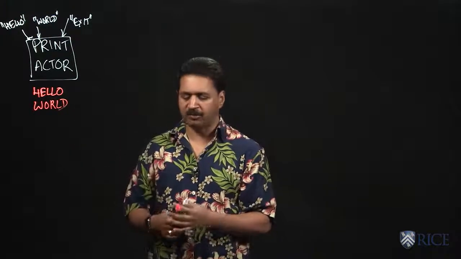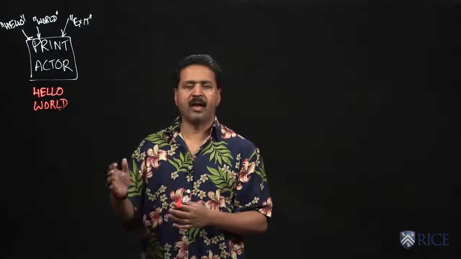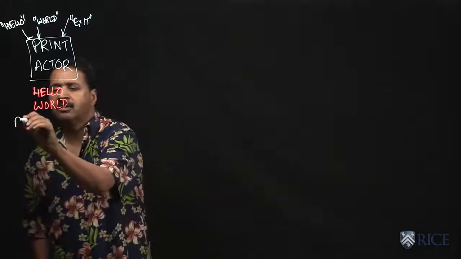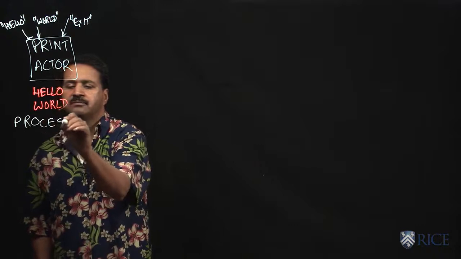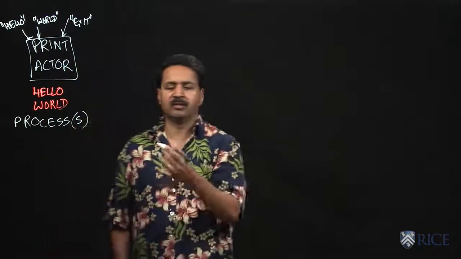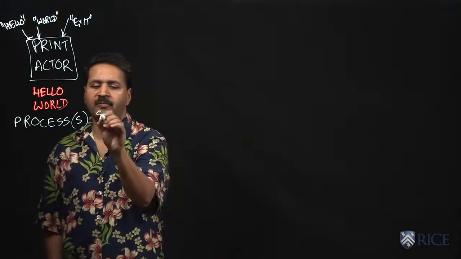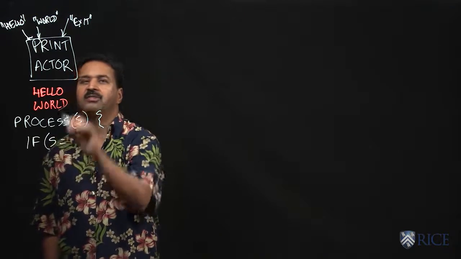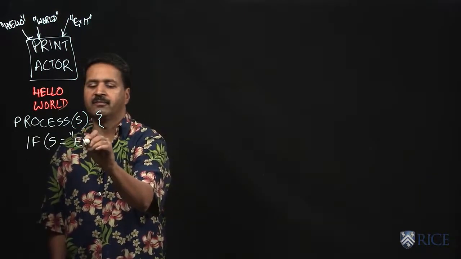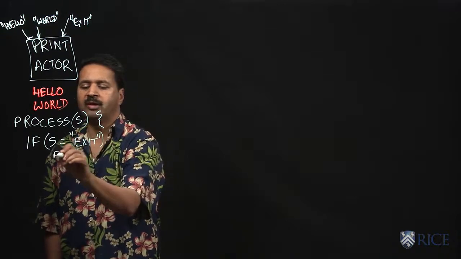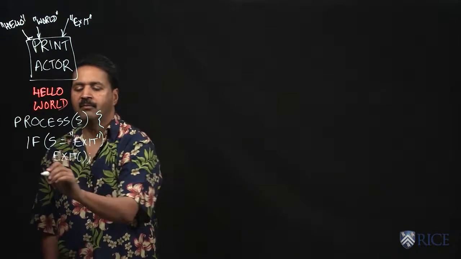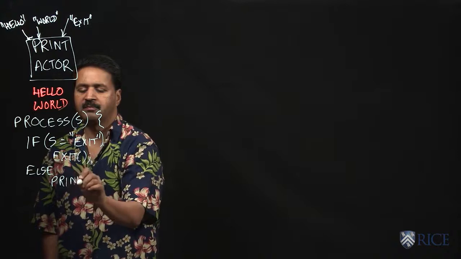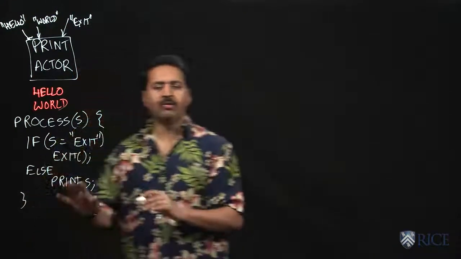So how do we implement this simple actor? Well, actors have state and methods that operate on the state. So what you have is a method that's typically called process, and that takes the body of the message as an argument. And in this case, the logic we want is, well, we'll first check to see if S is a special exit string. If so, we exit the actor. Else, we just print S. And that's all you need to do.